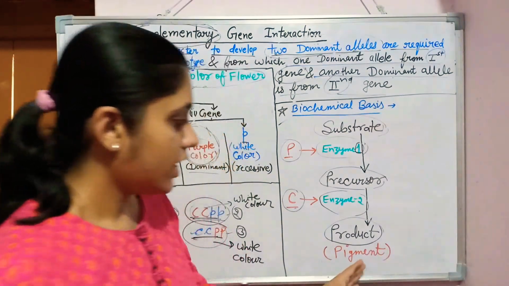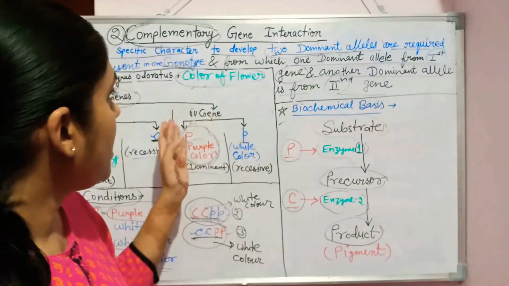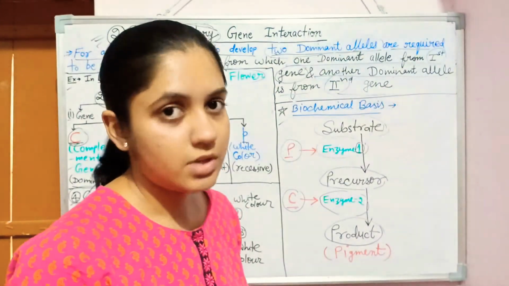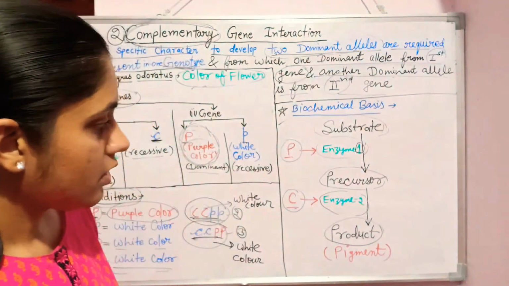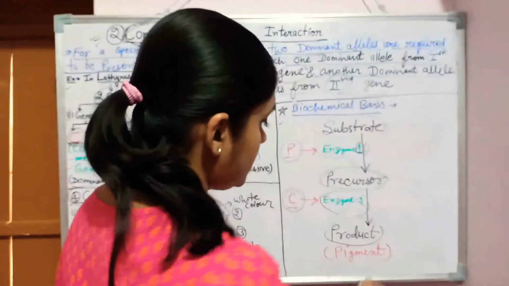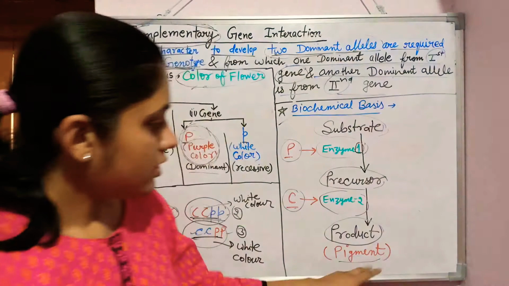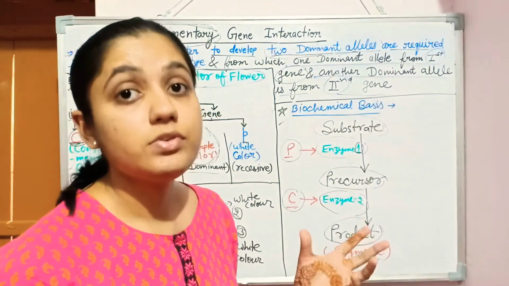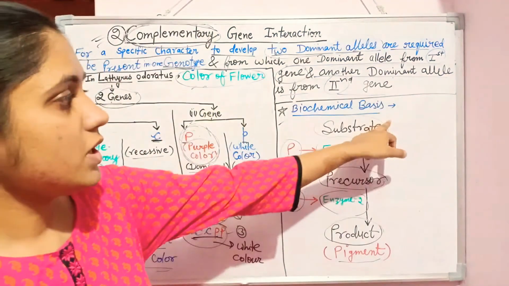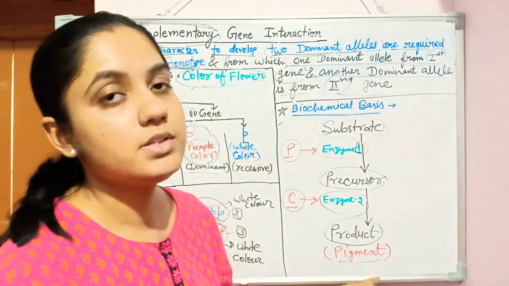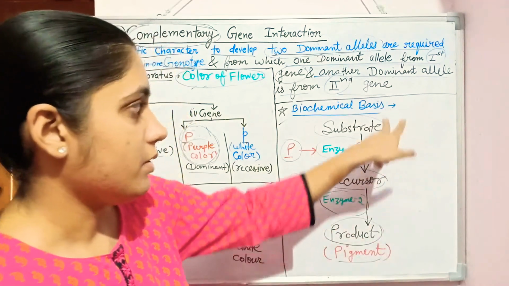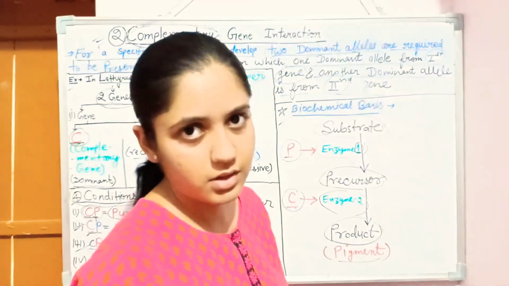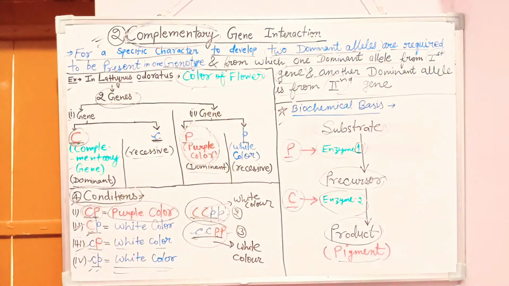So here the product can be a pigment, because we are studying the example of flower color. The pigment can be anthocyanin, and you can see here that the pigment, in the structure level, is a protein. If it is a protein, then the substrate is the amino acid. If the pigment is a lipid, then the substrate is fatty acids, but mostly it is a protein, okay.